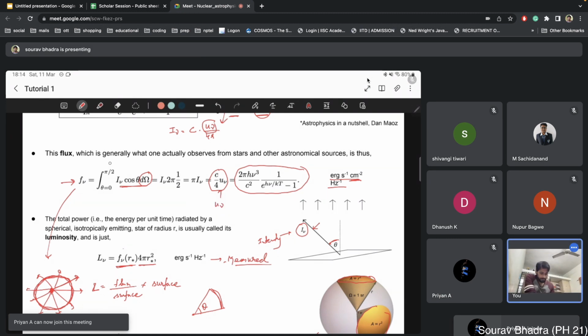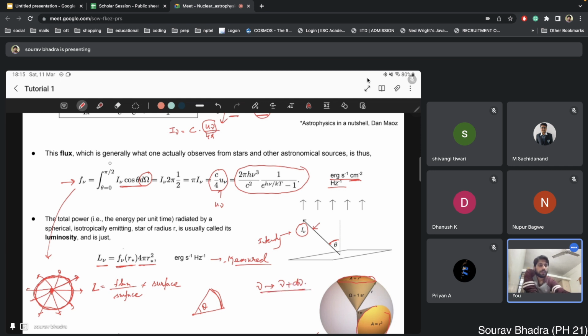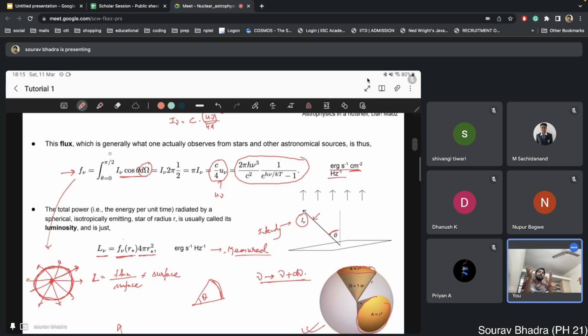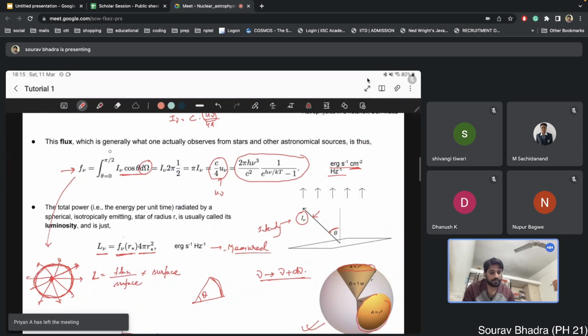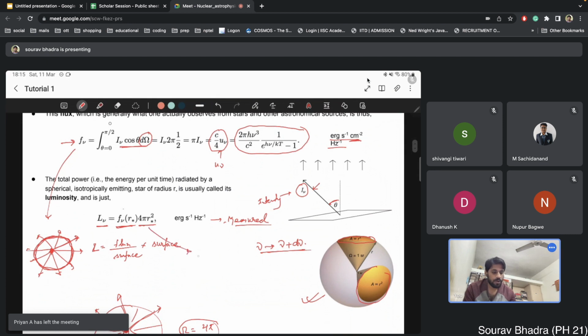Now one thing you should consider here: every quantity has subscript nu. That means we are measuring this luminosity at a small frequency band, that is nu to nu plus d nu. Now when a detector measures the flux, it can measure the bolometric luminosity. Bolometric luminosity is actually the total luminosity over all wavelengths. So you have to integrate the L nu over d nu.